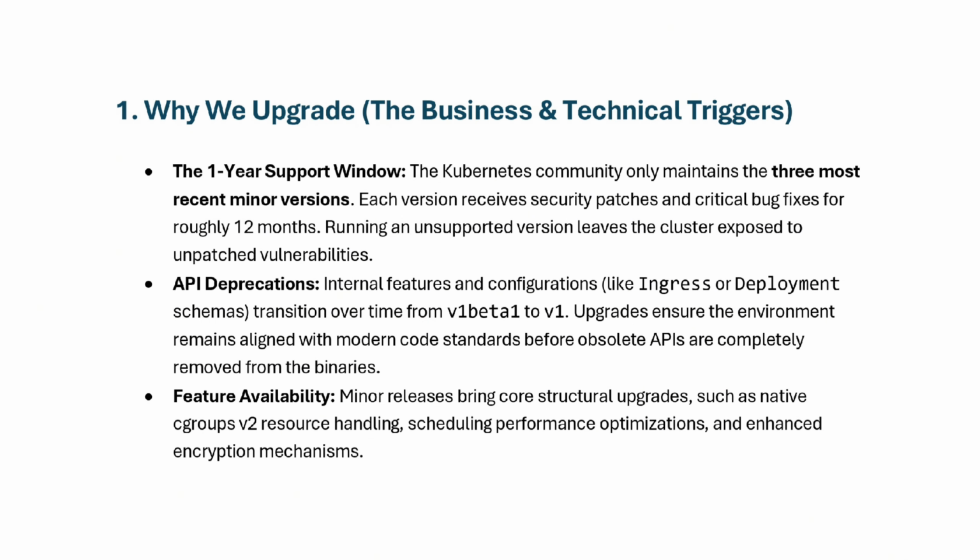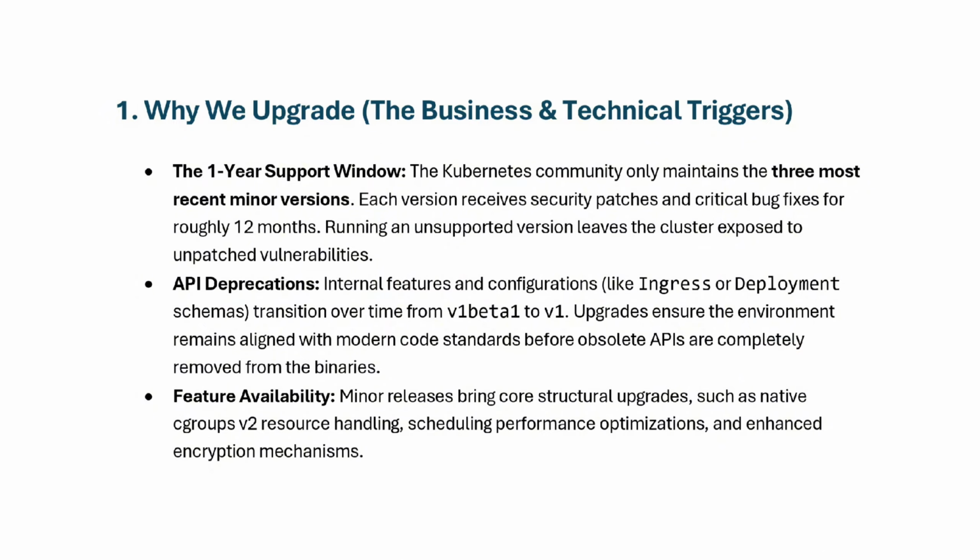So why do we upgrade the Kubernetes cluster? Let's understand in terms of business and technical triggers. First, the one-year support window. The Kubernetes community only maintains the three most recent minor versions. Each version receives security patches and critical bug fixes for roughly 12 months. Running an unsupported version leaves the cluster exposed to unpatched vulnerabilities.